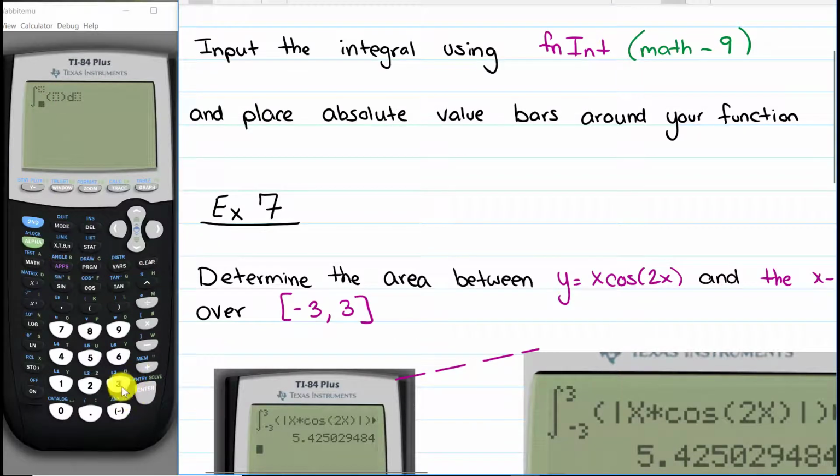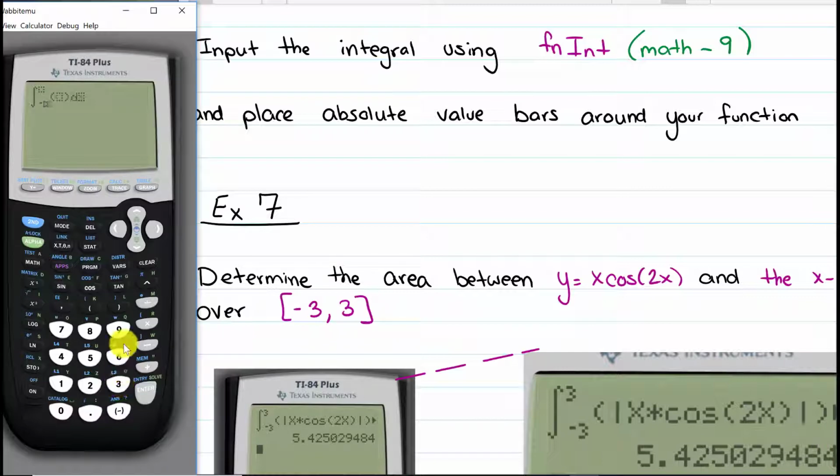So you go into your calculator, hit Math 9, type in -3 to 3. And what's very important is you do the absolute value bars. So that's Math, scroll over to number so you get absolute value. It'll drop in the absolute value bars. Type in your function, x times cosine of 2x. Close the parentheses. Scroll over so you can make the variable of integration x. You go ahead, push enter.